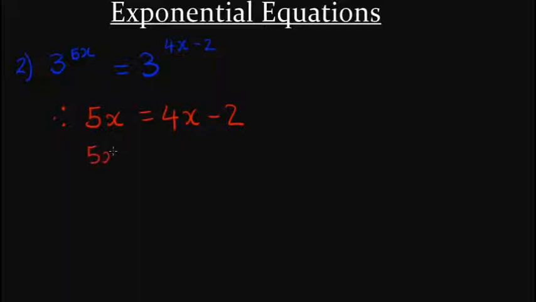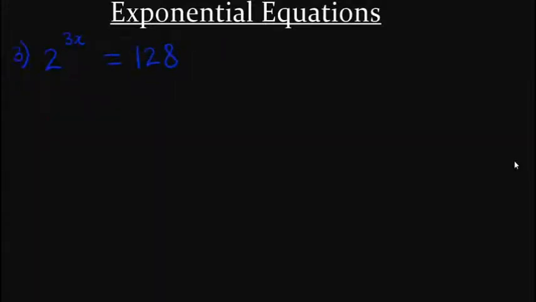So let's write this back. So 5x, if we subtract 4x on the right-hand side, we have to subtract 4x on the left-hand side. 4x minus 4x, and we write back the 2. So we know that 4x minus 4x will give us 0. So we'll have negative 2, and 5x minus 4x gives us x.